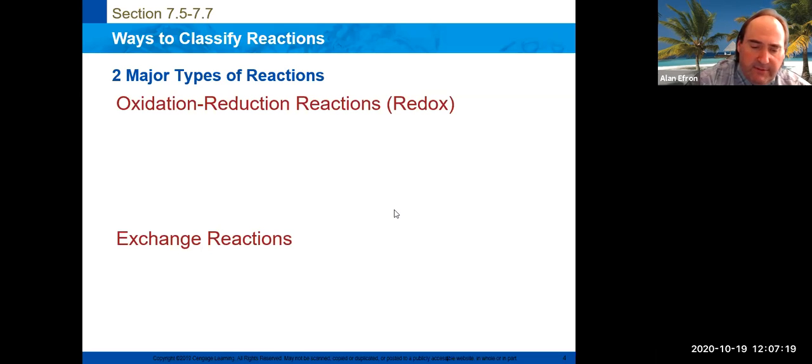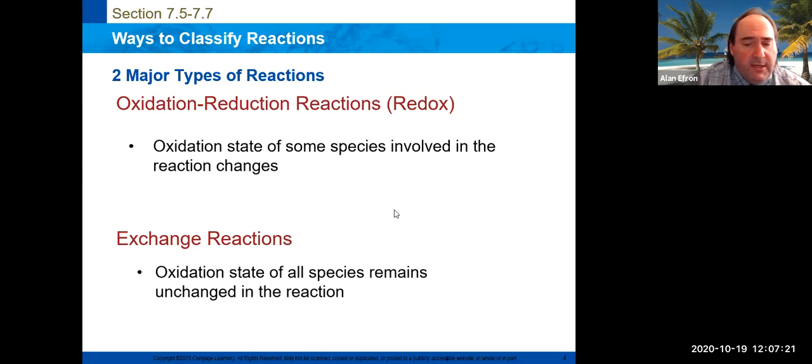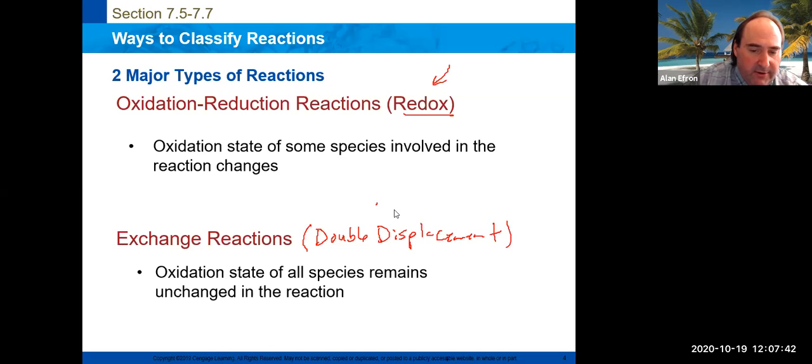Those are sometimes referred to as oxidation-reduction reactions, which are usually referred to as redox reactions, and exchange reactions. And the big umbrella of exchange reactions is double displacement reactions. So these two types of reactions are your really big categories of reactions. You've got your redox reactions, you have your double displacement reactions.